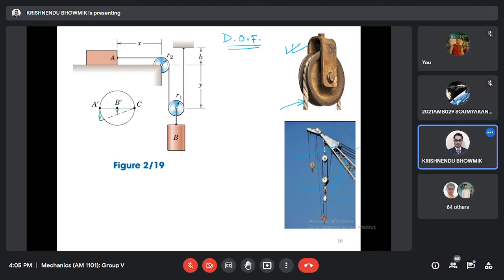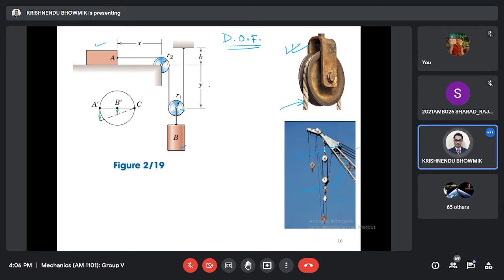In this problem, this block can move along the horizontal, there is one pulley, a second pulley, and this is another weight, which will move also. How many degrees of freedom can you expect in this problem? Tell me. Any input? Two. Okay, I will tell you.